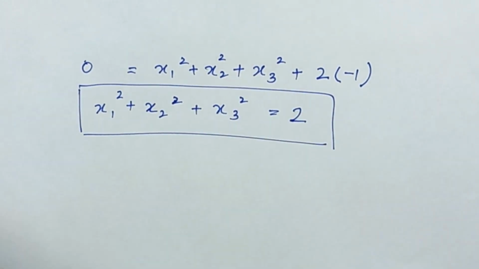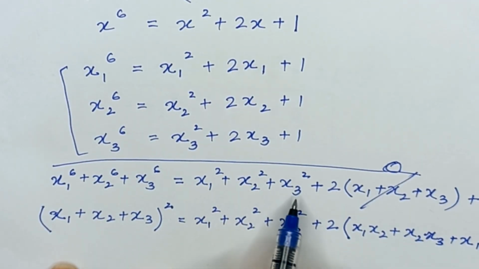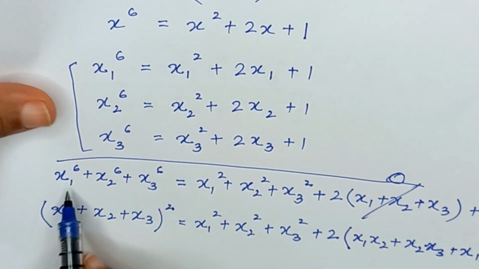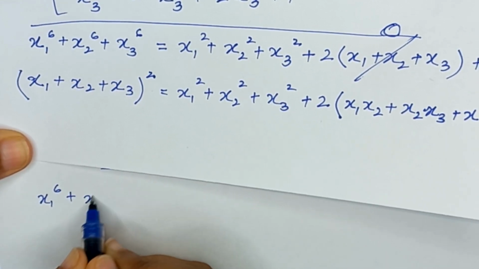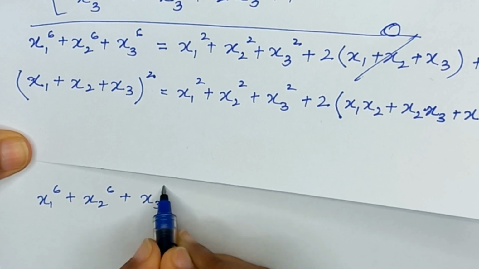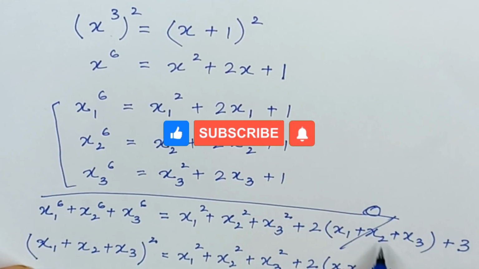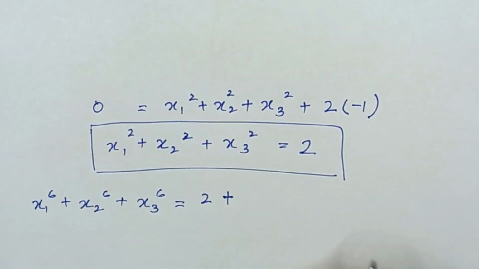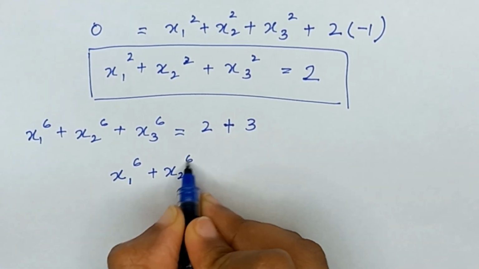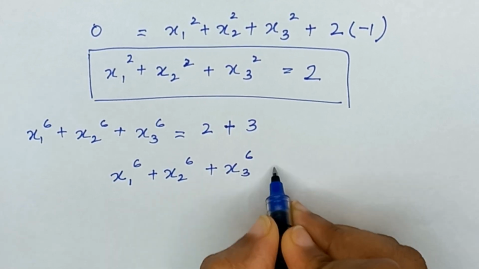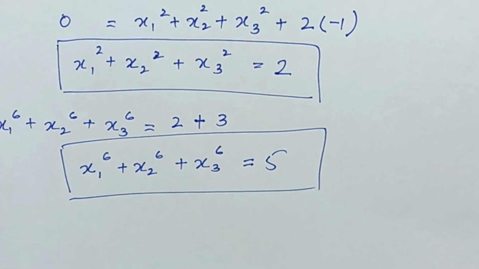Now we have the value of x1 square plus x2 square plus x3 square. So x1 raised to the power 6 plus x2 raised to the power 6 plus x3 raised to the power 6 will be equal to 2 plus 2 times 0, which is 0, plus 3. So I have found that x1 raised to the power 6 plus x2 raised to the power 6 plus x3 raised to the power 6 is equal to 5. This is our final solution.